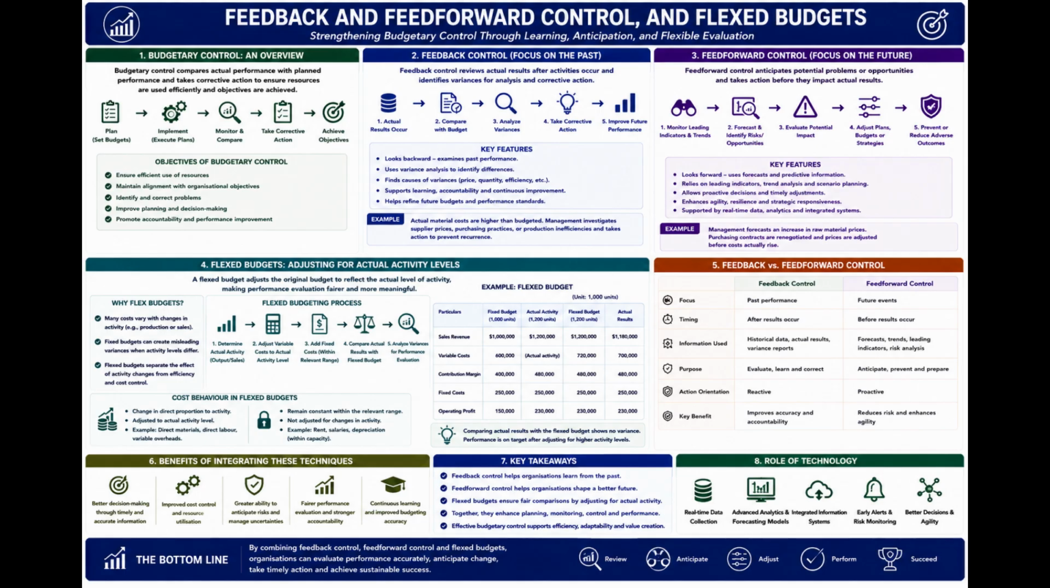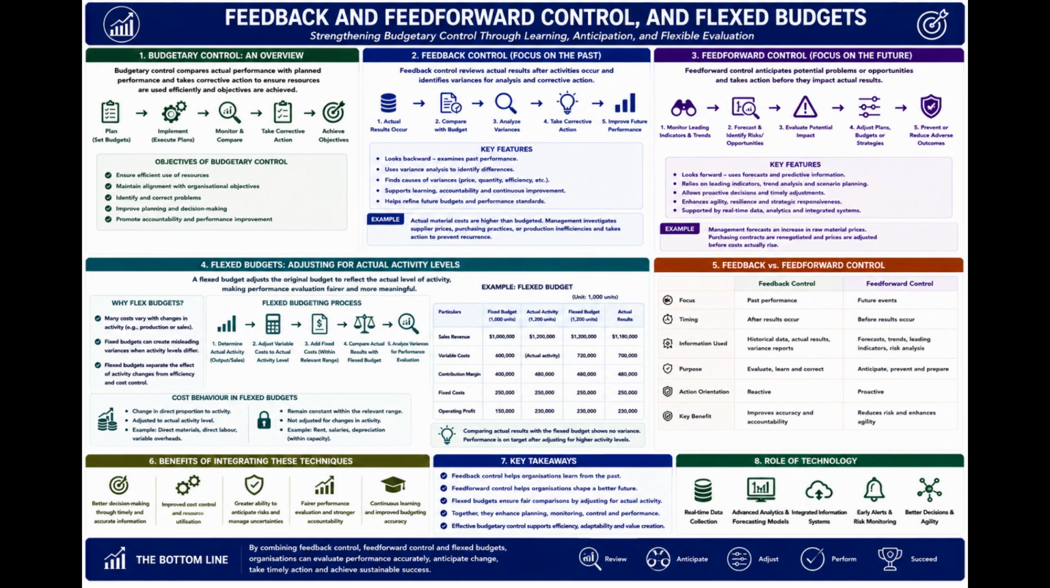A flexed budget recalculates expected costs based on actual activity, allowing managers to evaluate performance more fairly. This approach separates the impact of activity changes from the impact of operational efficiency and cost control. The preparation of a flexed budget requires an understanding of cost behavior.